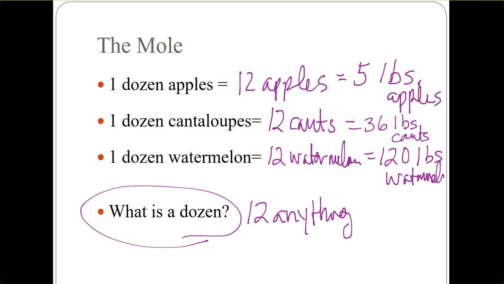So I want you to notice that for our fruits, I have the same counting number, 12 of each, and I can say I have a dozen, so it's like a group name, and I can also describe it by a weight. Notice our apples are a lot smaller than watermelons, so they're not going to weigh as much. So if I have a dozen apples, it's going to be 5 pounds versus a dozen watermelons would be 120.